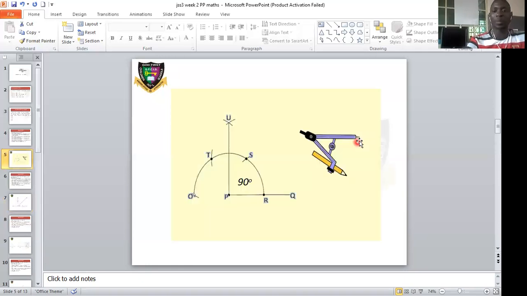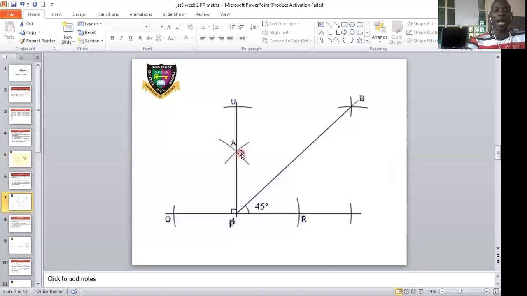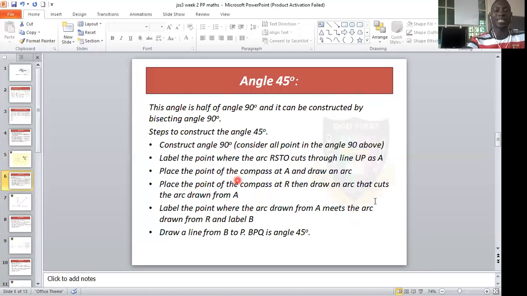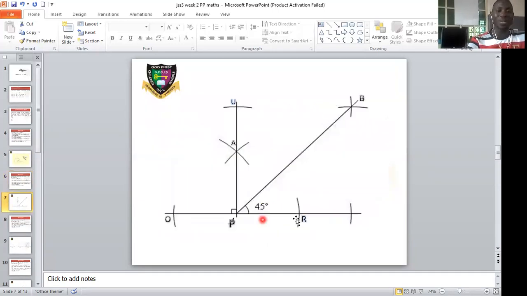If you measure it down, probably this is 2 centimeters. That is what you will be using. So if you measure your compass and place it at A, draw an arc, the same length of that compass and pencil is what you use at the next step, saying place the point of compass at R and draw an arc that cuts through the arc drawn from A. So the same length of the compass you're using, you place it at R, then cut the arc drawn from A. It cuts through this point. This is the arc drawn from A. Label it B.